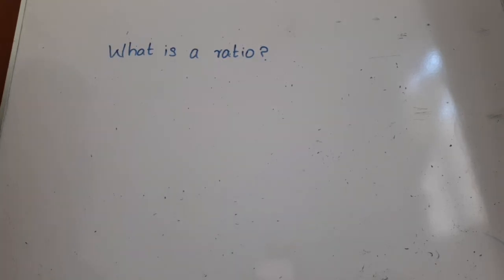Now, what is a ratio? Ratio is a numerical relationship between the amounts of two or more quantities, or else we can say it is used to compare the amounts of two or more groups. In order to explain that, I am going to write two sentences in here.